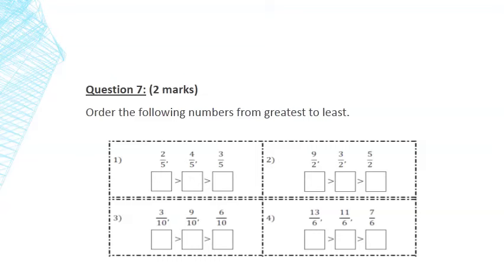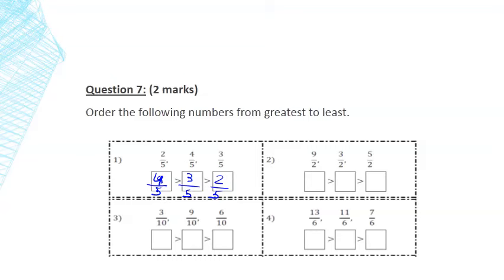Hadi, question number 7. Order the following numbers from greatest to least. Because it's the same denominator, we look at the greatest numerator. 4 over 5 is the greatest. Then 3 over 5. Then 2 over 5. Yes.